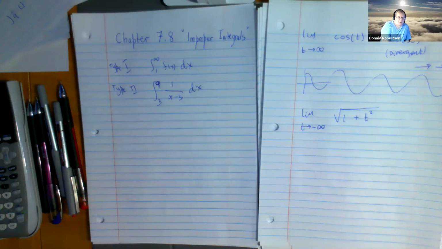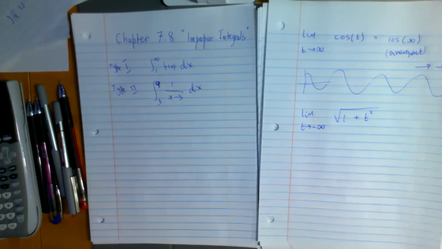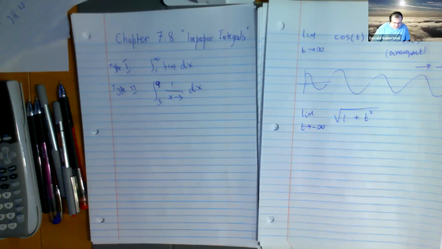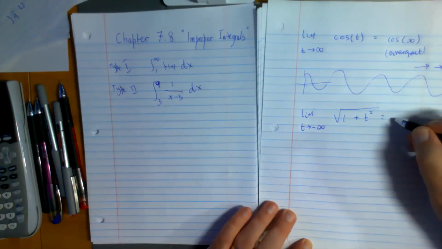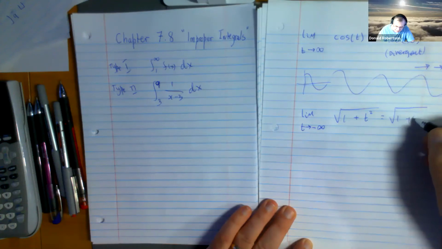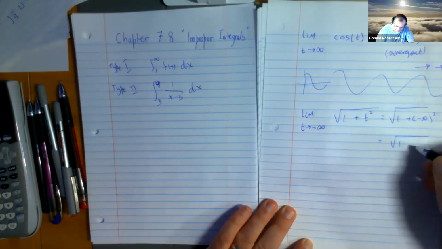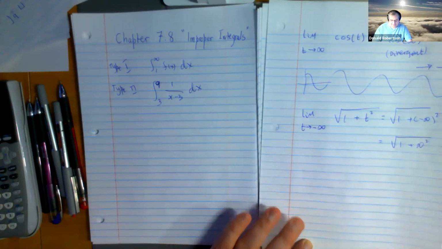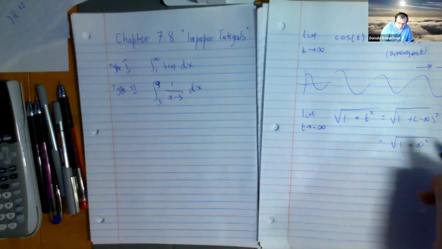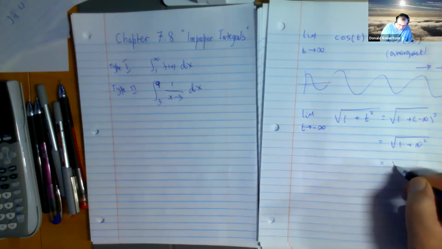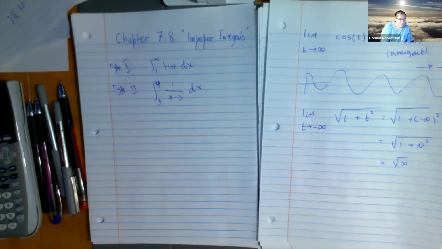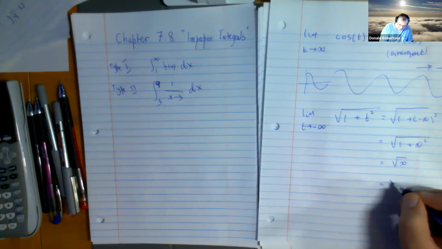Any takers on this one? Infinity? Yes? Do you want to tell me how you figured that out? You're right, because negative infinity squared is infinity. Okay, so if we do a brute force thing, negative infinity squared gives me that. Would you agree that 1 plus infinity squared is still infinite? And would you agree that the square root of infinity is infinity?